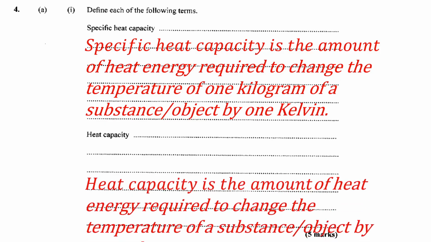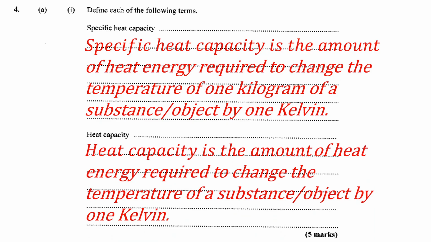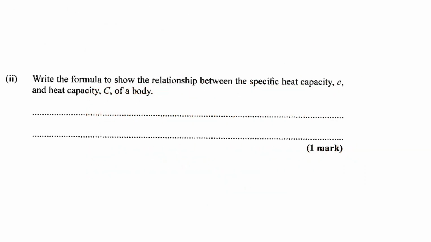For 2 marks, heat capacity is the amount of heat energy required to change the temperature of a substance or object by 1 Kelvin. So specific heat capacity is for every kilogram, meanwhile heat capacity is just for the entire object altogether. And next, we're to write the formula to show the relationship between the specific heat capacity, small c, and the heat capacity, big C, of a body.